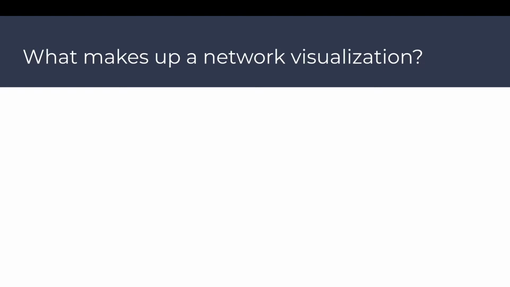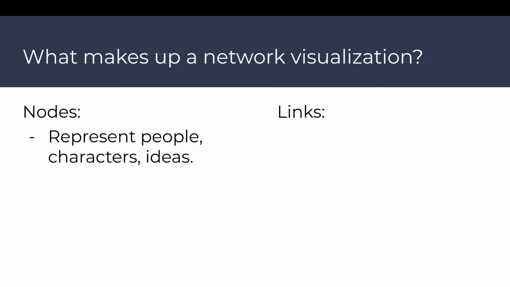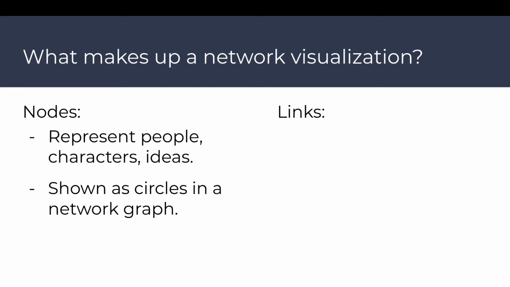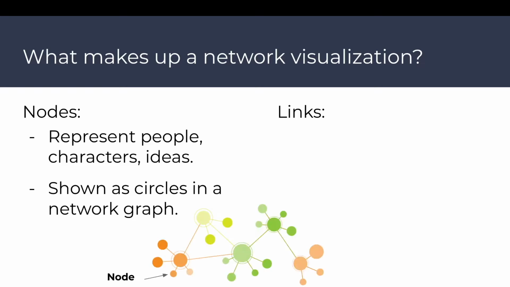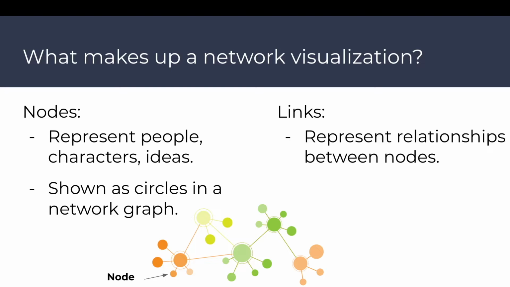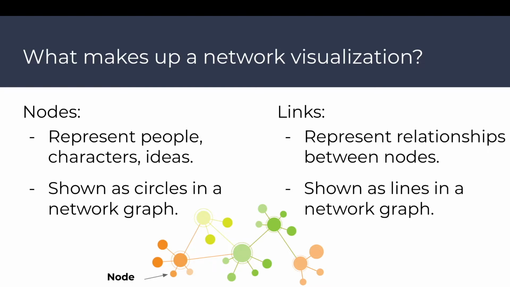Before we hop into Onodo, let's discuss the basic components that make up a network visualization. We have nodes and links. Nodes serve as entities in our graphs. They represent people, characters, and ideas. They often appear as circles in a network graph, but can usually be customized with images or color to distinguish them from other nodes. Links are the connecting lines from one node to another. They represent the relationships between these entities. In a network graph, they're shown as the lines.